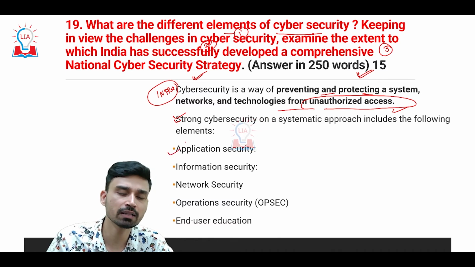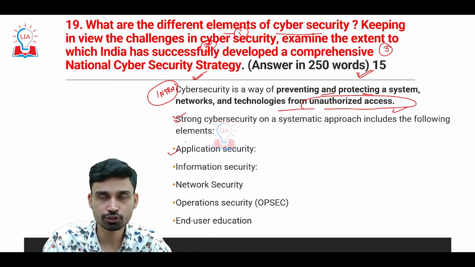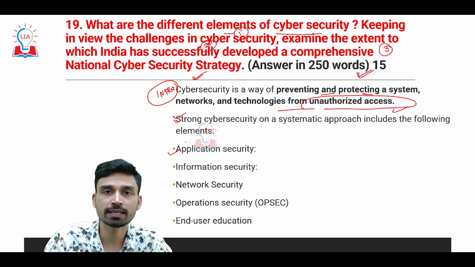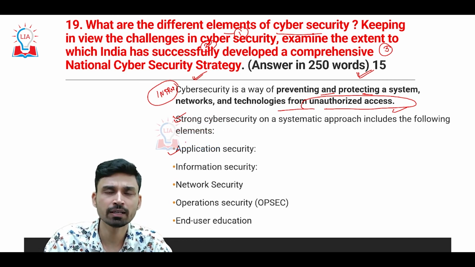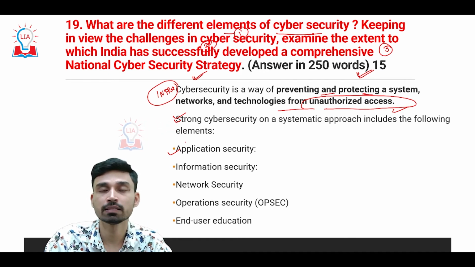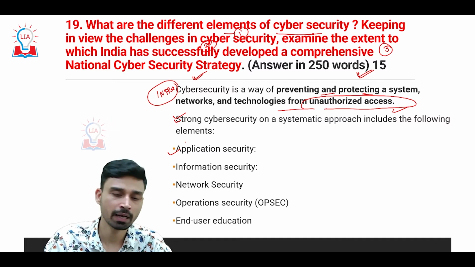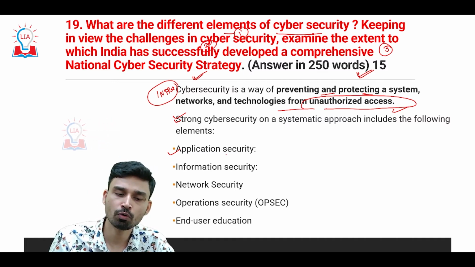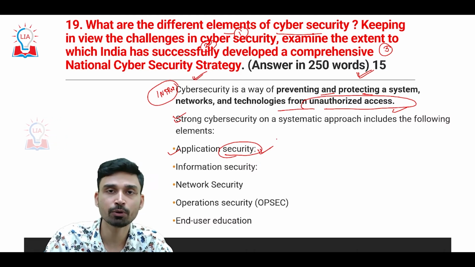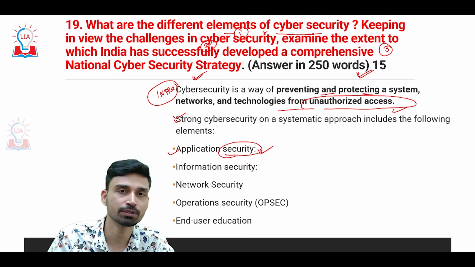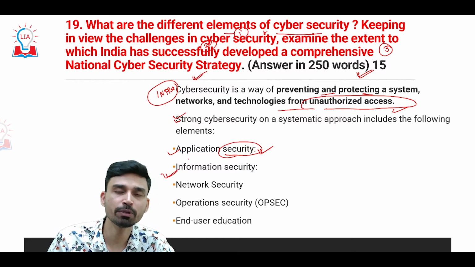Several elements are there. The first element can be application security, where the focus is on securing the applications, because we know that every day hundreds and hundreds of applications are being launched for various purposes, and some are critical applications such as banking or financial applications, and some are non-critical. But overall, providing security to these applications is also one element of cyber security.